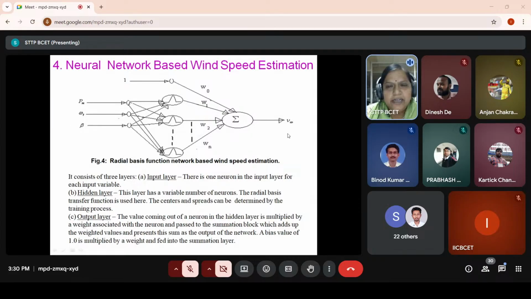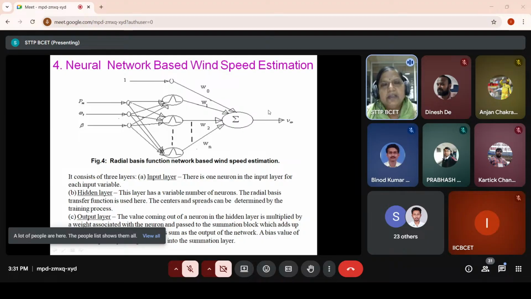After calculating all the sets of values, the corresponding VW, that is the wind speed, was calculated, and such a system was designed. I took help of MATLAB Simulink, as well as MATLAB programming, to form the whole set of input ranges and the corresponding VW.